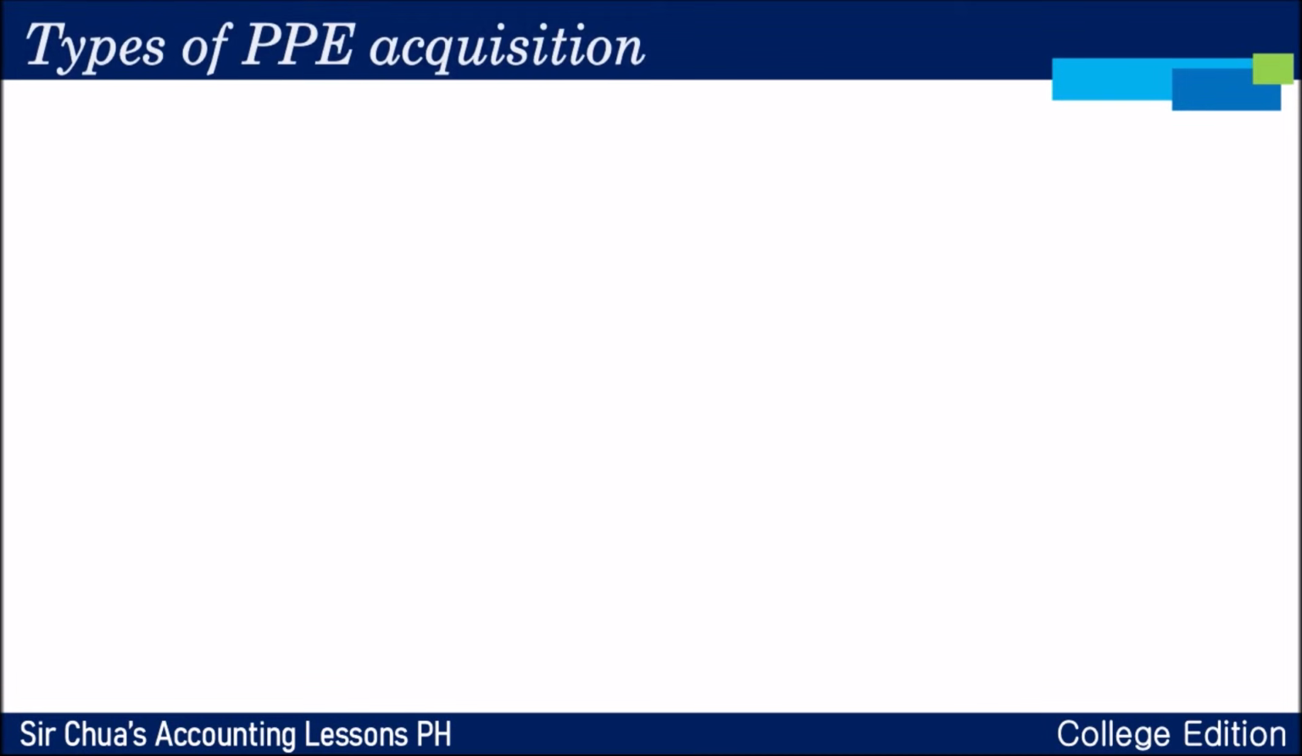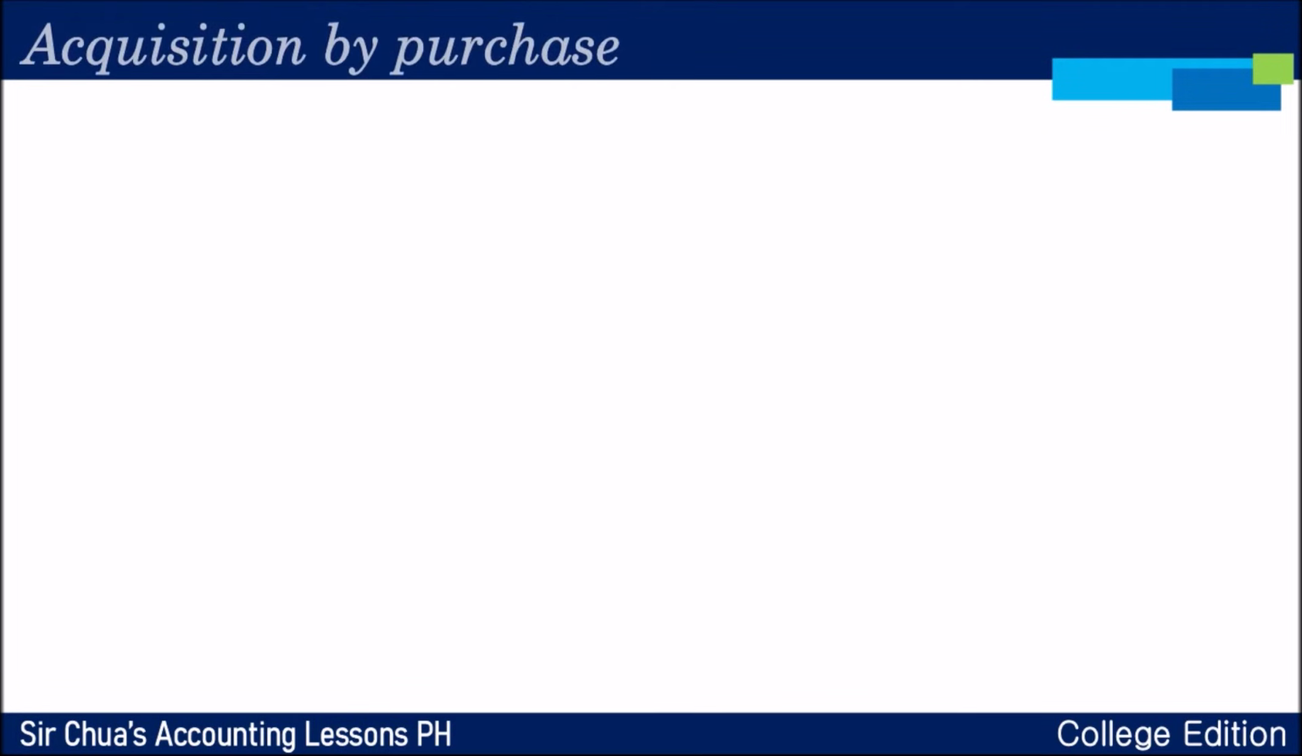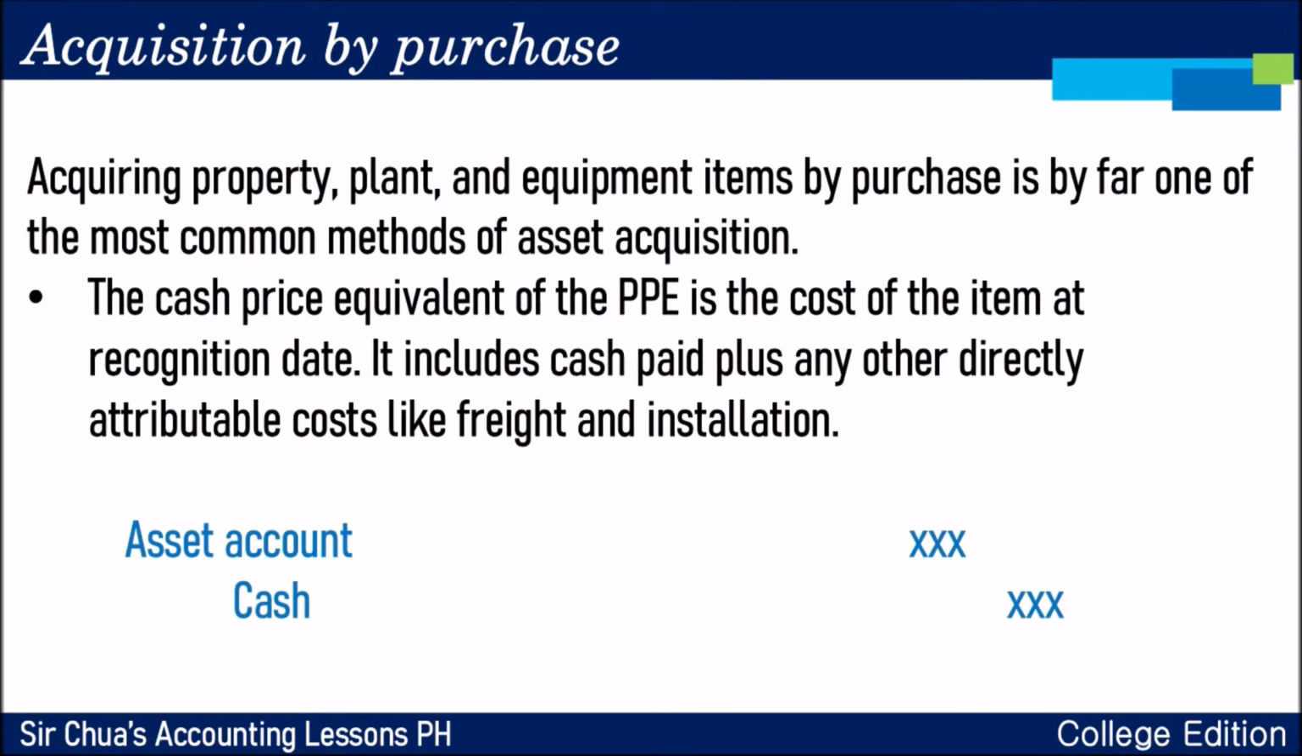Okay, so from the previous lesson, I introduced you to 4 types of PPE acquisition, which are purchase, self-construction, deferred payment contracts, and exchange. So let's talk about them one by one. Acquisition by purchase. Acquiring PPE items by purchase is by far one of the most common methods of asset acquisition. Kasi yan ang pinakamadali eh. Acquisition, may pera ang company, bili.